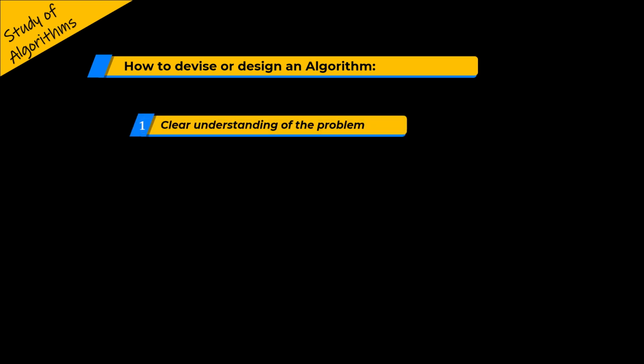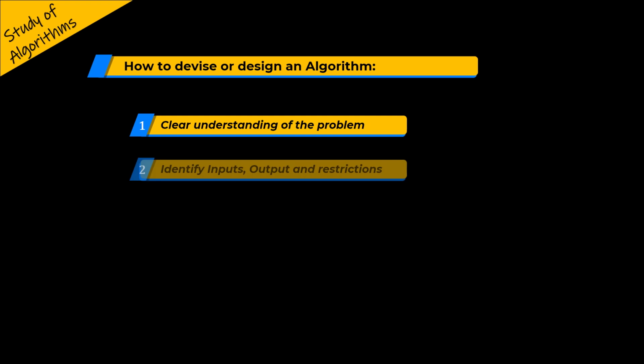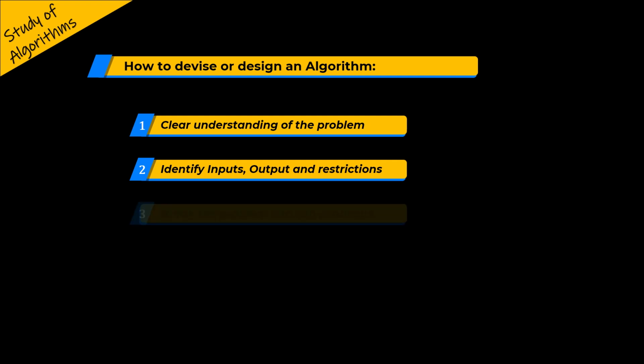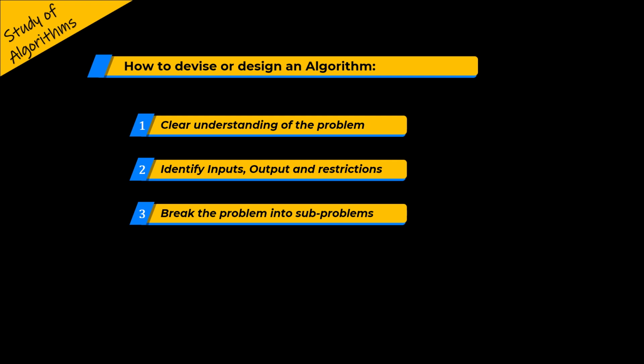Developing or designing an algorithm is an art, which can be broken into several steps. The first step is to have a clear understanding of the problem that is to be solved. We need to identify what will be the input, what will be the output, is there any restrictions, and so on. The next step is to break the problem into subproblems which can be solved easily.